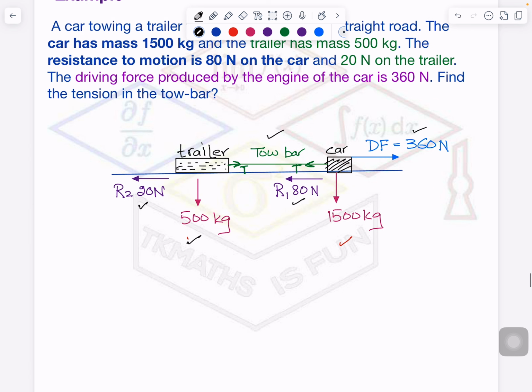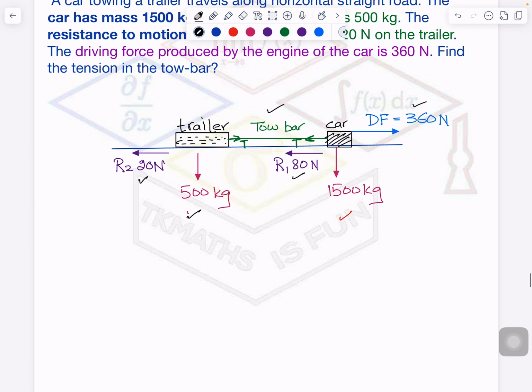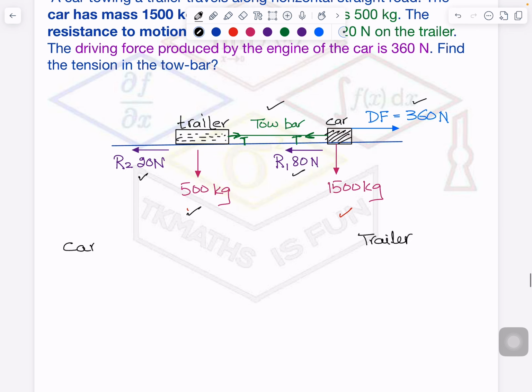So now first suppose individually, okay? With respect to car and with respect to trailer, you can put the video on pause if you want to try out yourself first and then play it. Meanwhile, I'm solving it here. So if I look at the car, it will be driving force. I can represent it by D minus, the tension in the tow bar will be cancelled out because they are equal and opposite. So minus 20 and minus 80. These are the resistance forces.